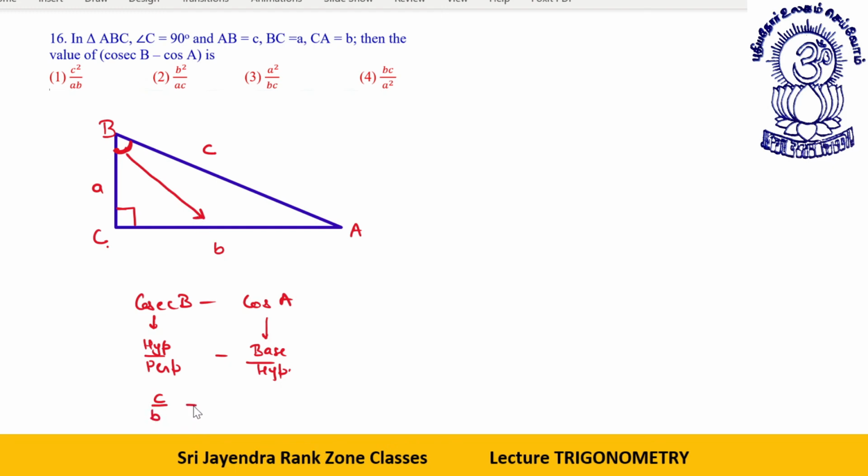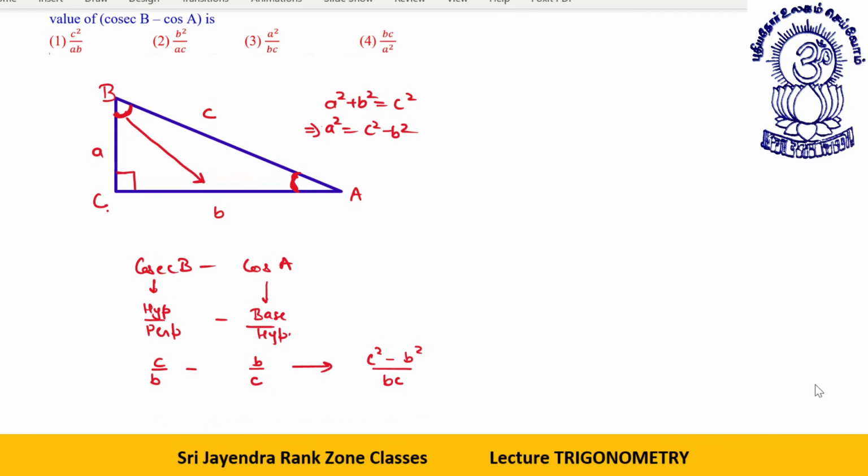This is c by b, minus base cos A. For cos A, the base will be this only, b, and the hypotenuse has to be c. So this becomes c square minus b square by bc. Now comes the art. What is c square minus b square? We know a square plus b square is equal to c square by Pythagoras theorem. This implies a square is c square minus b square. So you have a square divided by bc.